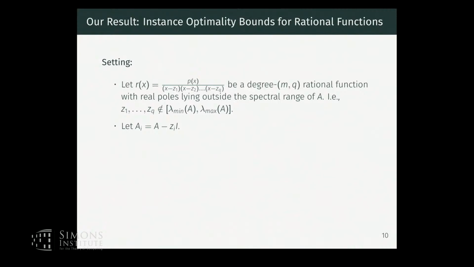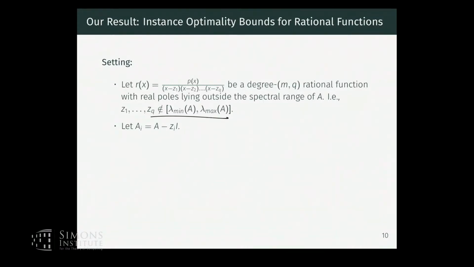So what is our result? I don't mean to trash our result. It actually gives us something nice, but let's just state what it is. I have a rational function. It's a degree m, q rational function, so it's a degree m polynomial p on top of a degree q polynomial. The poles of this rational function, meaning the roots of the denominator, which is basically where the function could blow up to infinity, are going to lie outside of my eigenvalue range.